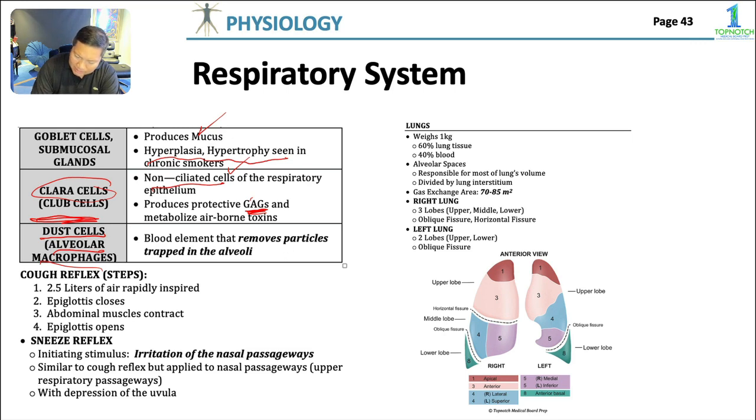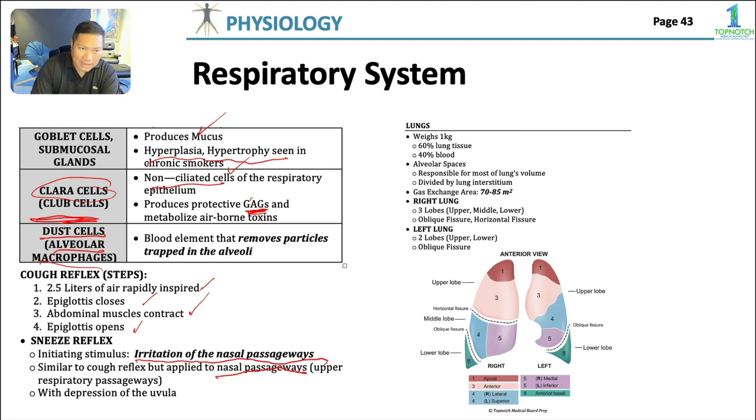Coughing and sneezing reflex. Coughing reflex. These are the steps. You rapidly inhale 2.5 liters of air approximately. Epiglottis will then close, abdominal muscles will then relax, and then you suddenly open the epiglottis to cause coughing. Sneeze reflex is basically coughing, but applied to the nasal passageways. Previous board exam question. Bold italicized in your handout. Okay, the initiating stimulus for sneezing. So probably you'll be able to get this if you see this as one of the choices. Medyo madali naman makita. Irritation of the nasal passageways.